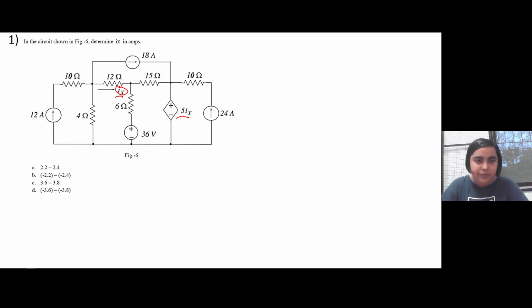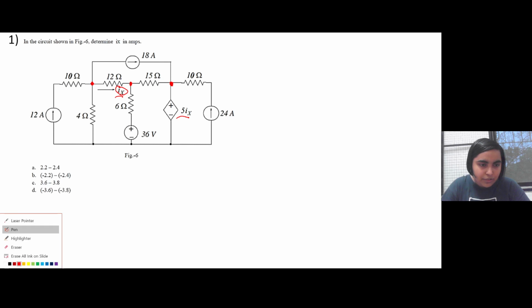So, as it has been said in the video by the professor, whenever most of the branches are in parallel with each other, it is easy to use KCL in this type of problems, right? So for this one we are going to use KCL. This is one node, this is the second node, and this is the third node. We can apply KCL into these three nodes and try to figure out what is Ix.